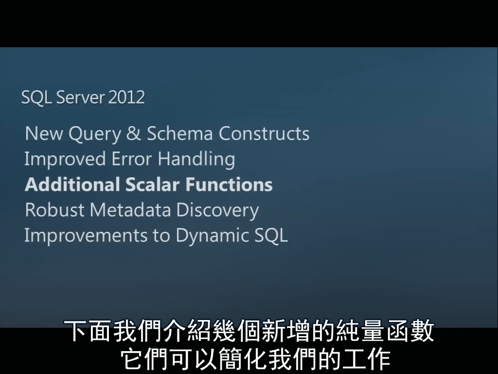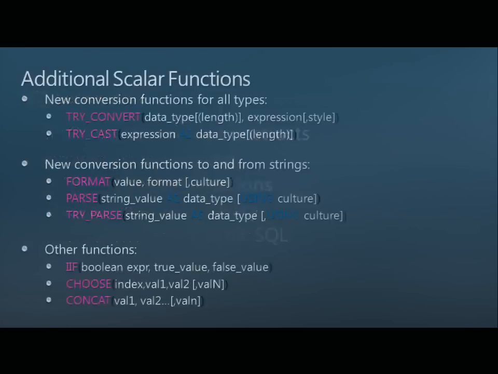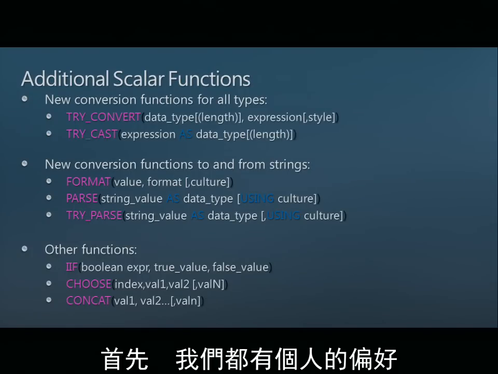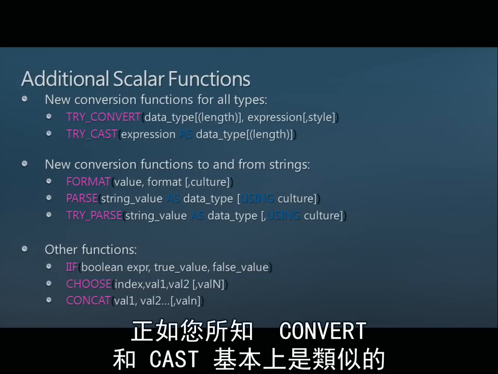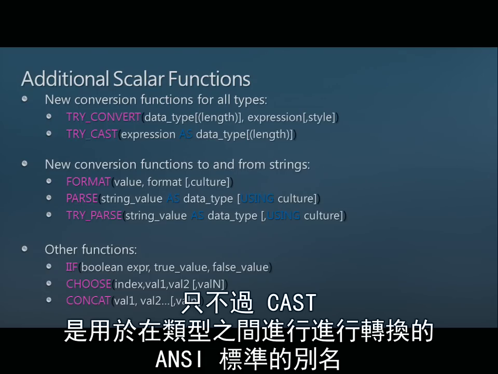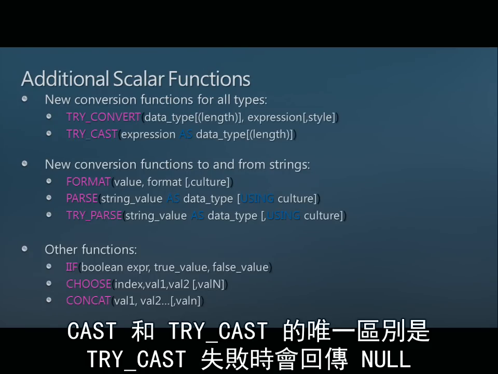So let's have a look at a few scalar functions that we added to make life a little easier. These are common requests that we have from customers. First we have my personal favorites: TRY_CONVERT and TRY_CAST. As you may know, CONVERT and CAST are basically analogous. It's just that CAST is the ANSI standard alias for converting between types. The only difference between CAST and TRY_CAST is that TRY_CAST, if it fails, returns null.